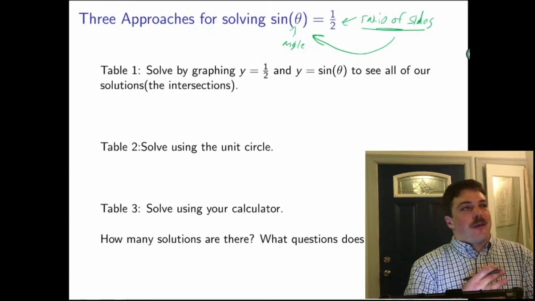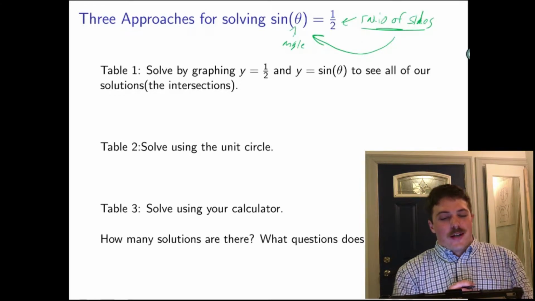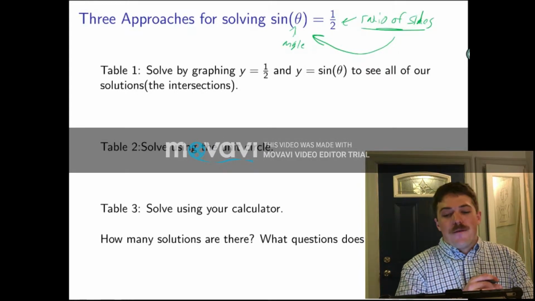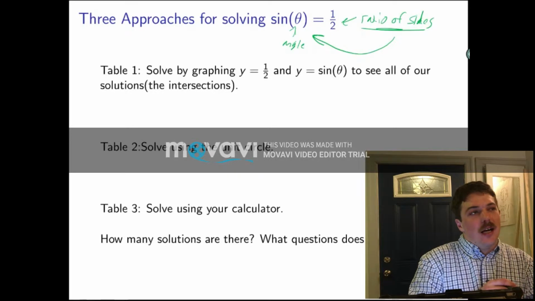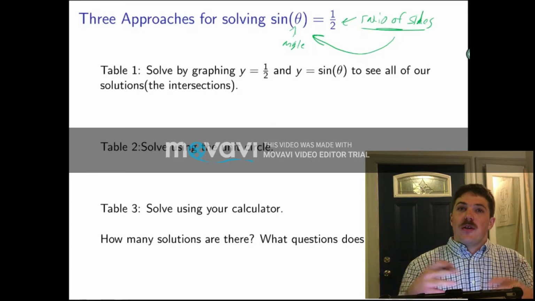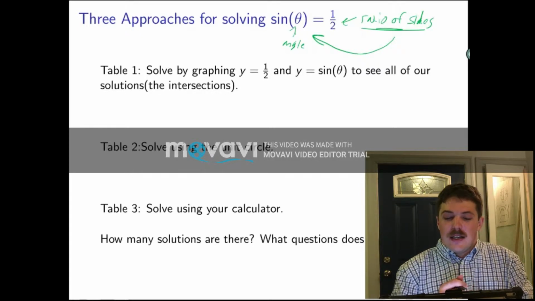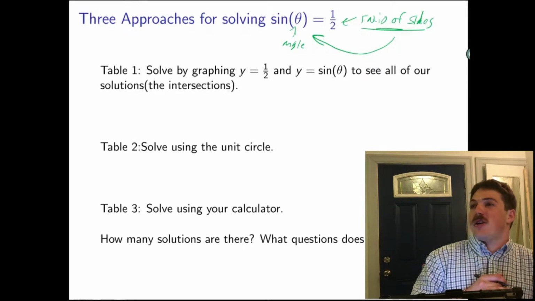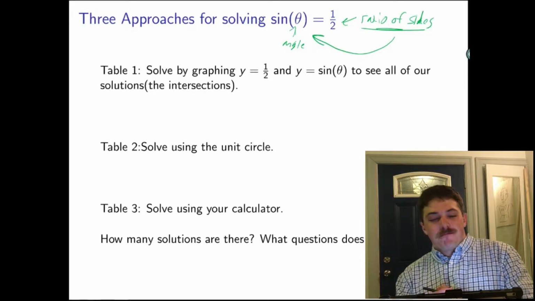So we're going to approach it a couple different ways. Table 1, if you could go ahead and solve by graphing using the line y equals 1/2 and the curve y equals sine of theta and looking for those intersections. Table 2, you'll solve using our unit circles that we have from last class. And table 3, you're going to use that inverse trig function on your calculator to get an answer.